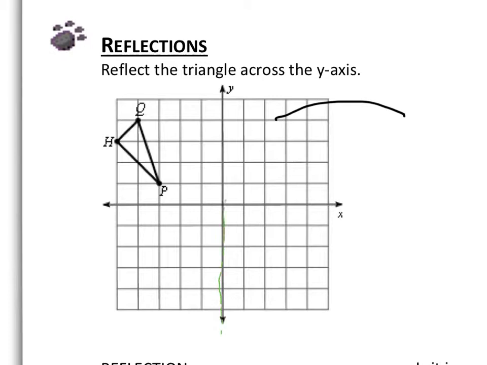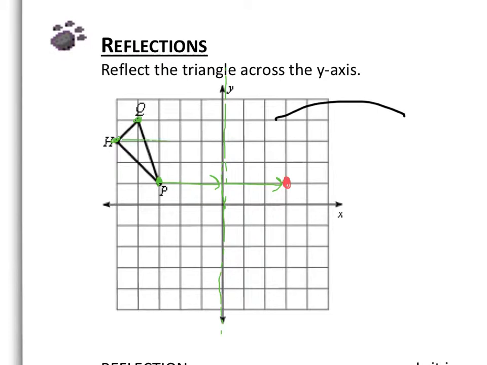Well, here's the y-axis. And we're going to reflect it. Well, we find the three vertices, and for vertical and horizontal lines it's fairly easy because all we really need to do is count the distance from the line that we're reflecting across. For instance, P is 1, 2, 3 units away from this line right here. So our new point that's being reflected is going to be right there. And I would use red to show that.